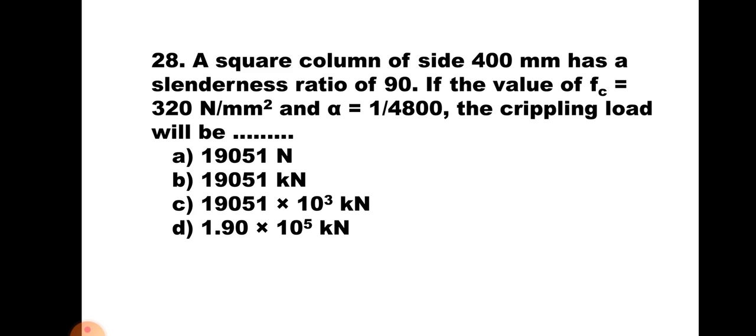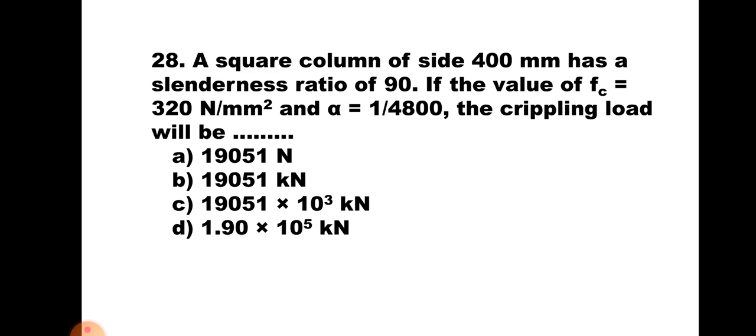Question number 28. A square column of side 400 mm has a slenderness ratio of 90. If the value of Fc is 320 Newton per mm square and alpha is 1 upon 4800, the crippling load will be A, 19051 Newton, B, 19051 kilonewton, C, 19051 into 10 raised to 3 kilonewton, D, 1.90 into 10 raised to 5 kilonewton.